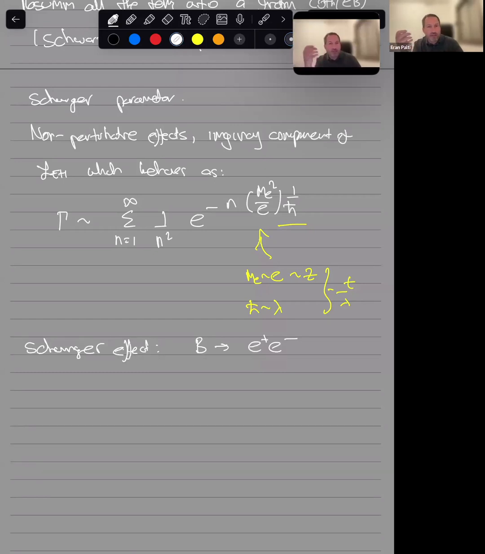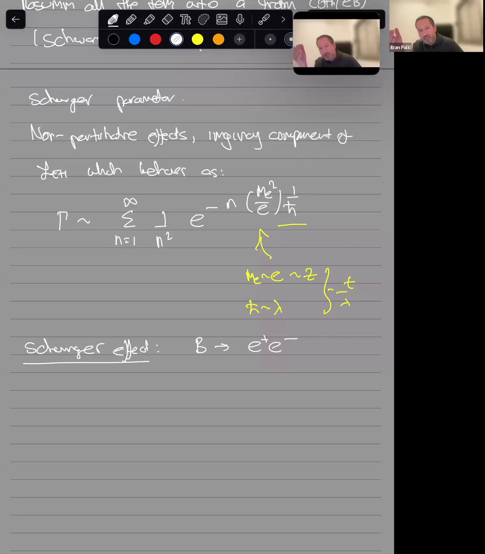Since we've integrated out the electron, this just manifests as the fact that the action picks up an imaginary component, and so it decays in time. Okay, that's precisely the Schwinger effect. And so what we find is exactly the same thing. You find the non-perturbative piece, which behaves exactly the same. So it's the analog of the Schwinger effect.